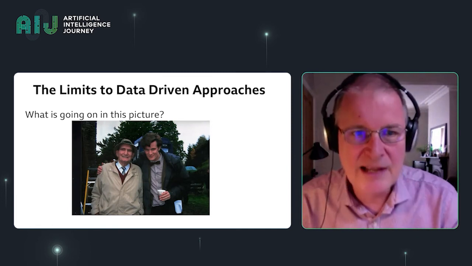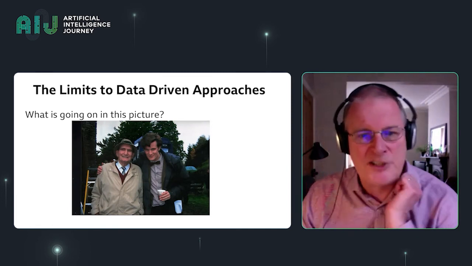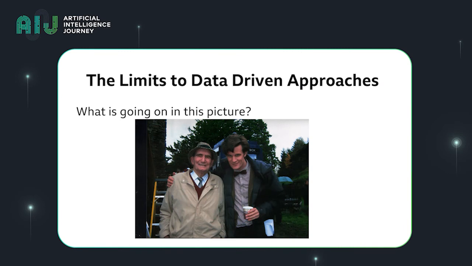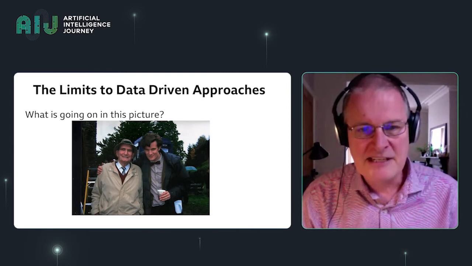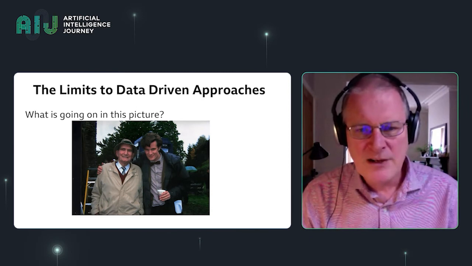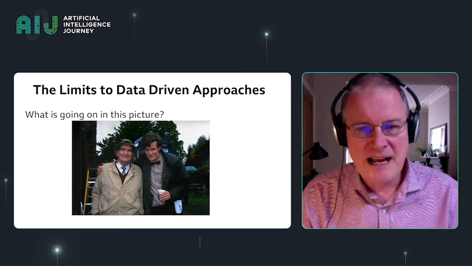Okay, so next example. What's going on in this picture? Well, probably for a non-English audience, a bit of explanation. The character on the right in this picture is a famous English actor called Matt Smith, and he's playing a character called Doctor Who, who appears in a science fiction TV series in the United Kingdom, a BBC science fiction series in the UK. You won't recognise the character on the left. He's my late grandfather-in-law.